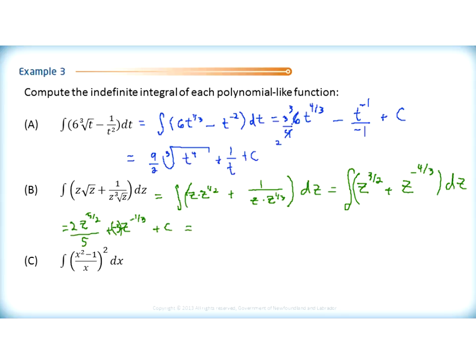Okay, so let's tidy that up a bit then. We've got 2 times the square root of z to the power of 5 divided by 5 minus 3 over the cube root of z, and that's going to be plus our arbitrary constant, and then there's your antiderivative.